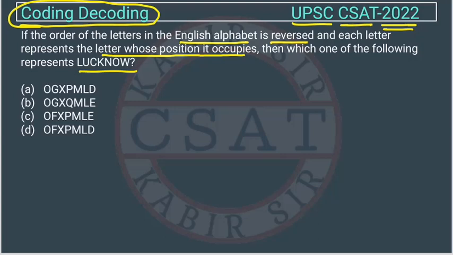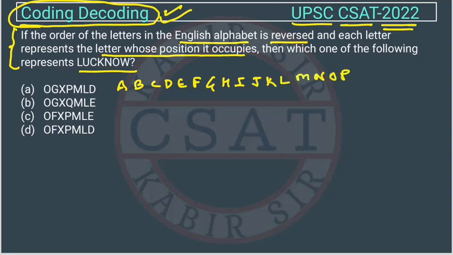See, first of all, in every question I am telling you which chapter the question is from. This is very important. So this is a reasoning question, and in reasoning this question is from coding decoding. Whenever you get a question from coding decoding, you should always write the ABCD: A B C D E F G H I J K L M N O P Q R S T U V W X Y Z, right?